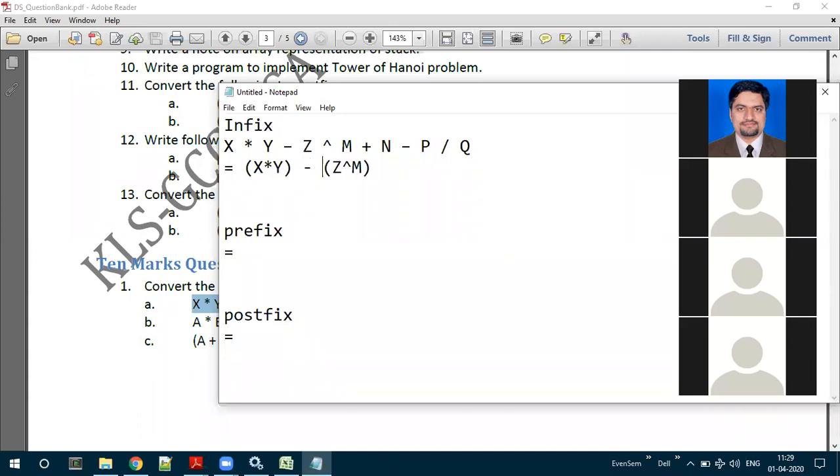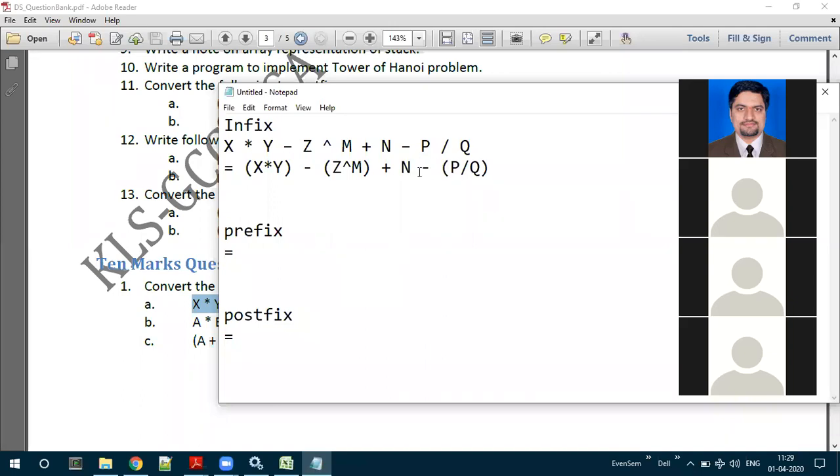then minus. Okay, then on the other side, we have these many operators and operands. So now here the highest precedence is for what? Plus, that is P divided by Q. So I will write plus as it is, minus as it is, within the bracket P divided by Q. I missed out to write N over here.